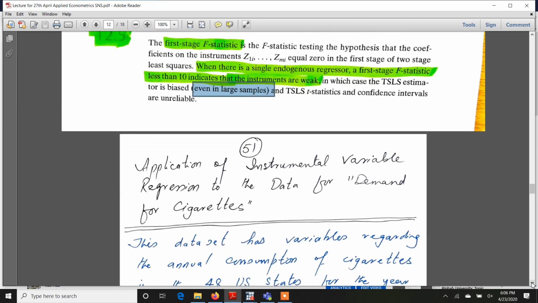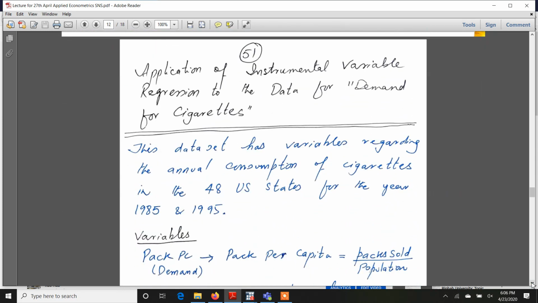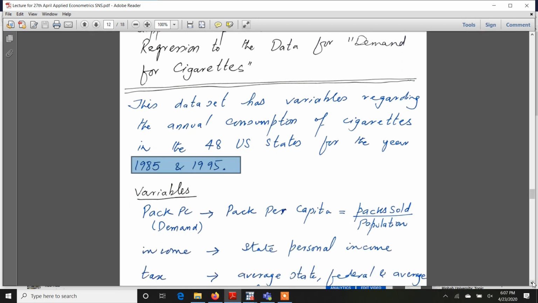So next we have a practical application of instrumental variable regression to the data for demand for cigarettes. This data set has variables regarding the annual consumption of cigarettes in the 48 states for the years 1985 and 1995. Okay, so if you want me to email this data set to you, the public that is viewing and getting benefit from this can simply send an email request and I will send the data.